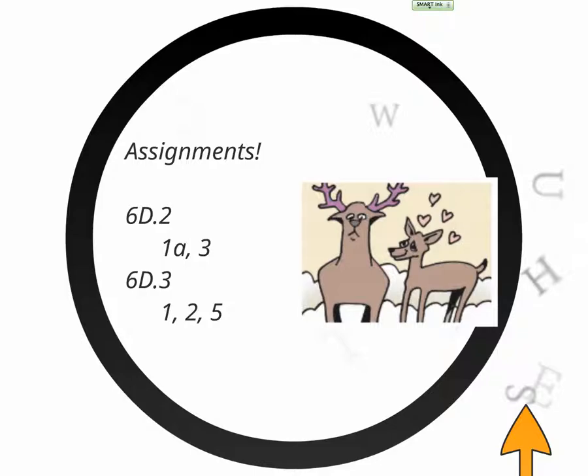Alright, so D2 is all about the population growth type stuff, and D3 is the money and finance type stuff. So these guys go hand in hand here.